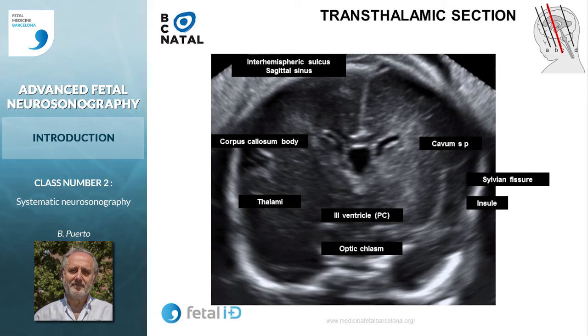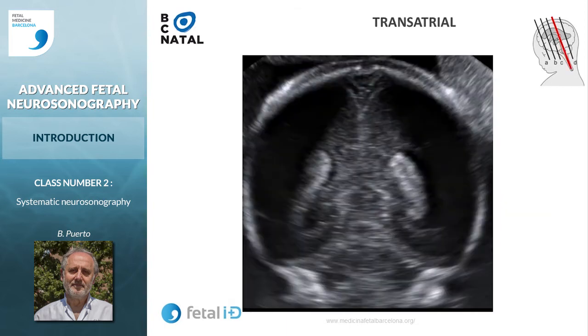are the ones that correspond to the thalamus. In between both of them, we can find the third ventricle. Below it, the optic chiasm. Also the interhemispheric fissure and the sagittal sinus.